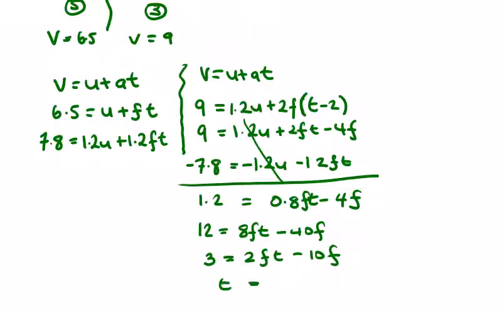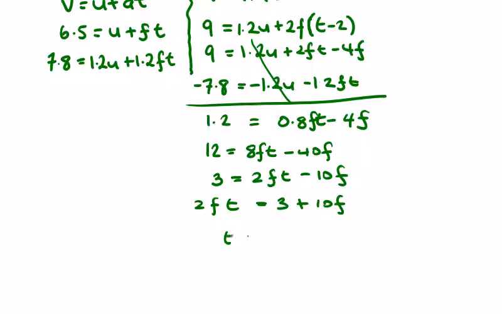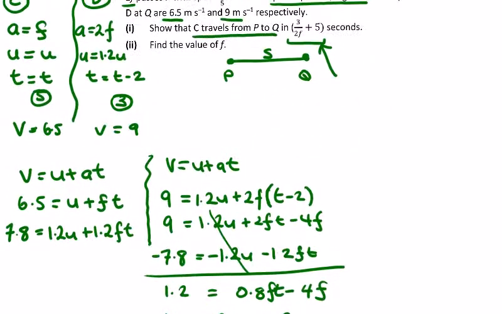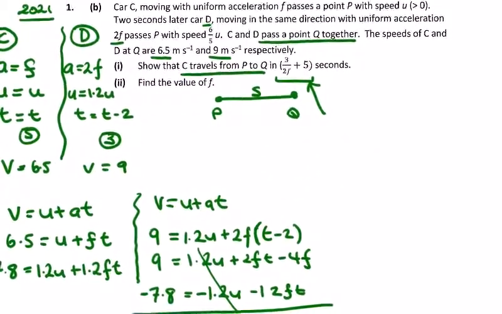So 2FT is equal to 3 plus 10F. So T is equal to, dividing by 2F, 3 over 2F plus 10F over 2F, which is 3 over 2F plus 5. Hopefully this is what they're looking for. 3 over 2F plus 5 seconds.